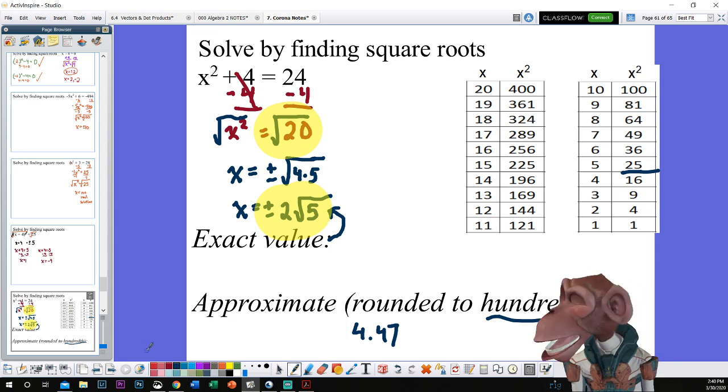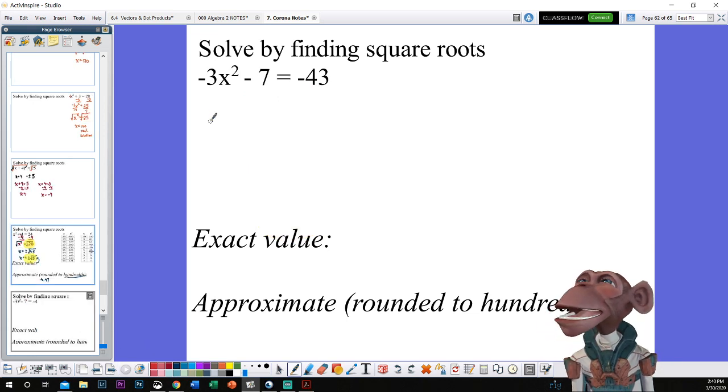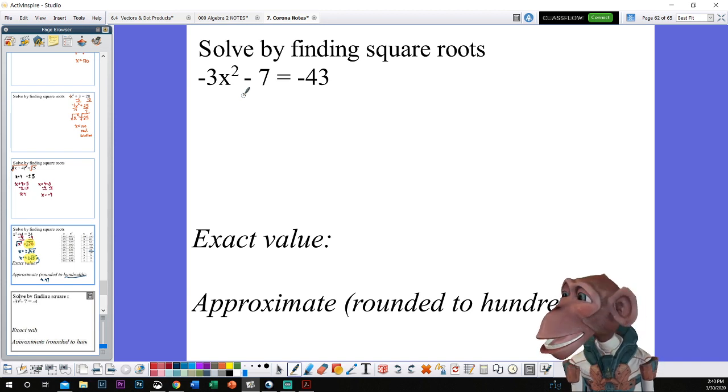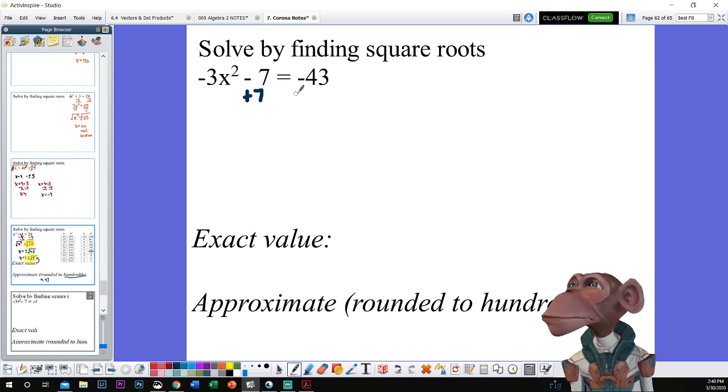All right, let's move on. Now, we already did one example, so I think, hopefully, you should be able to do this one. Go ahead and try this one, hit pause, try it, and hit play again when you're done, and let's see if we match. All right, hopefully you finished it. We're adding 7 to both sides, copying down negative 3x squared equals negative 36.